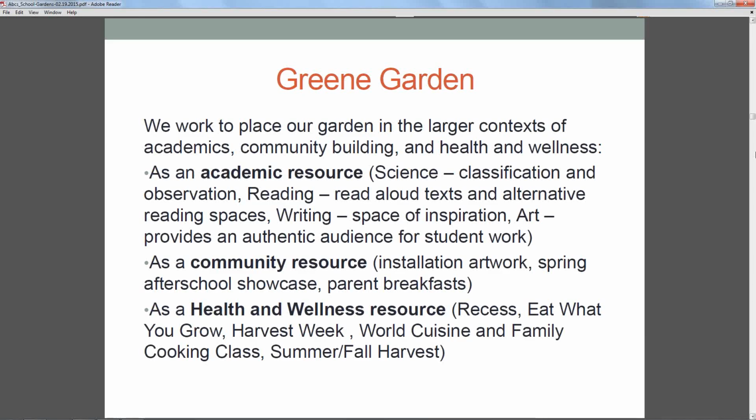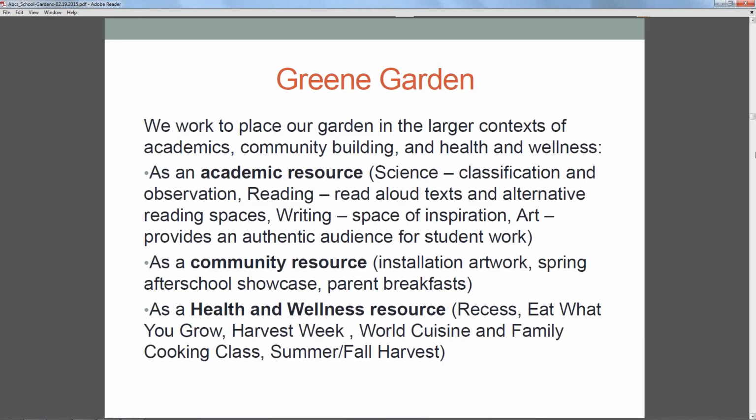And then also we have Harvest Week, Summer Fall Harvest. We had some huge pumpkins this year. We try to bring in some of the things we harvest, and we have apple trees as well. We have a variety of different contests and fun games that the students can get involved in as well.